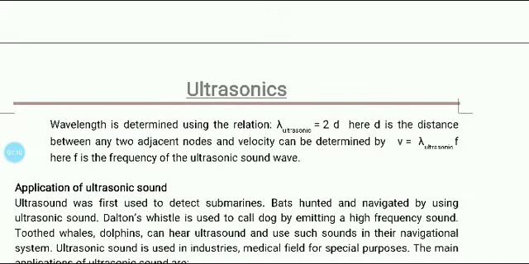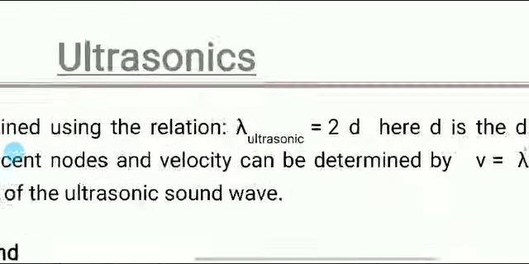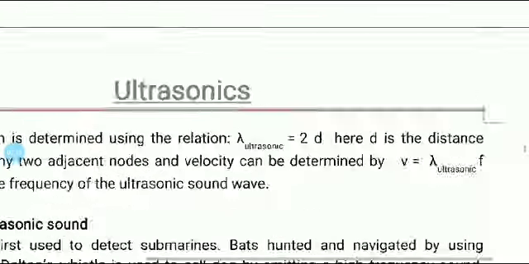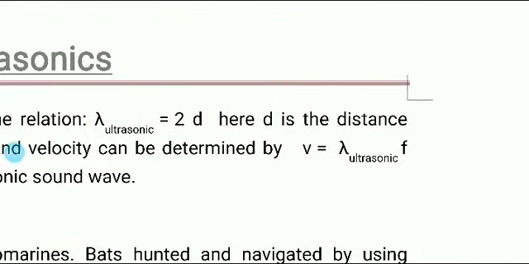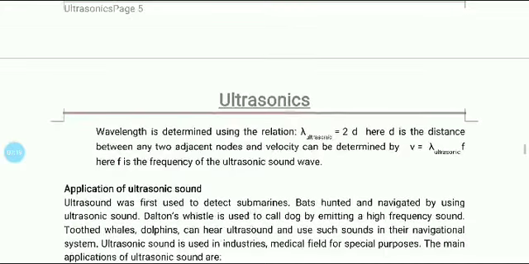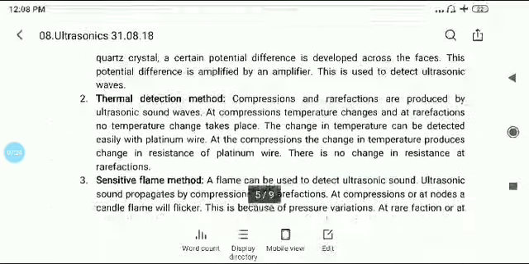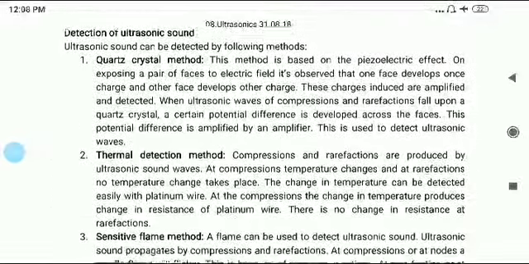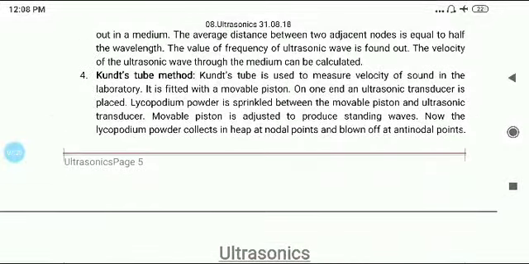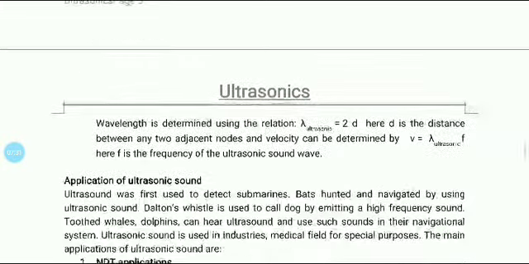two adjacent nodes, and that is how lambda is found out, and velocity can be calculated as v equals lambda of ultrasonic into f, where f is the frequency of the ultrasonic sound wave. So that is how we detect the ultrasonic sound wave. And the last method is called the Kundt's tube method.